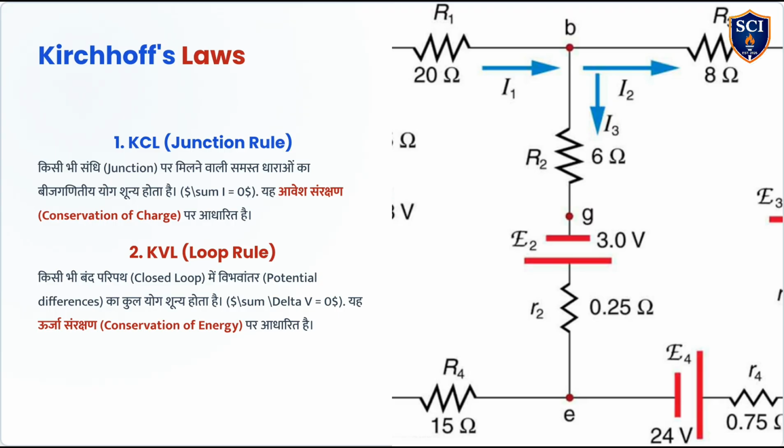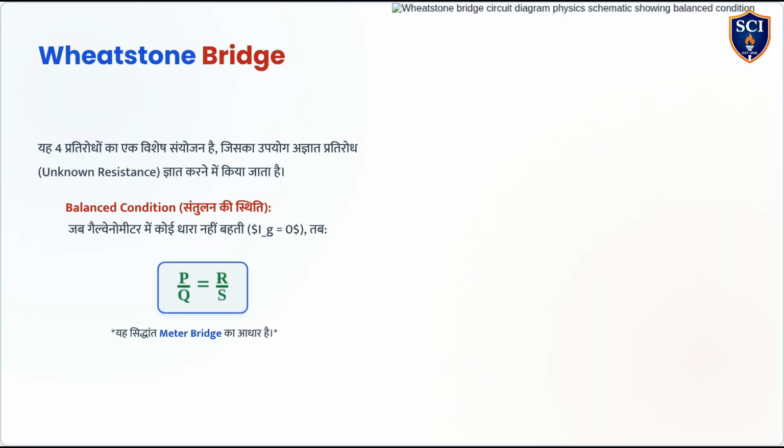Kirchhoff's laws include the junction rule, or KCL, based on the conservation of charge, and the loop rule, or KVL, based on the conservation of energy. The Wheatstone bridge is a special arrangement of 4 resistors used to find unknown resistance. It is balanced when no current flows through the galvanometer, where the ratio of resistances P over Q equals R over S. This principle is the basis for the meter bridge.